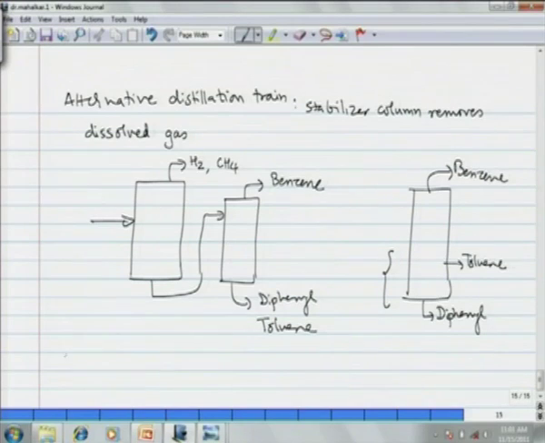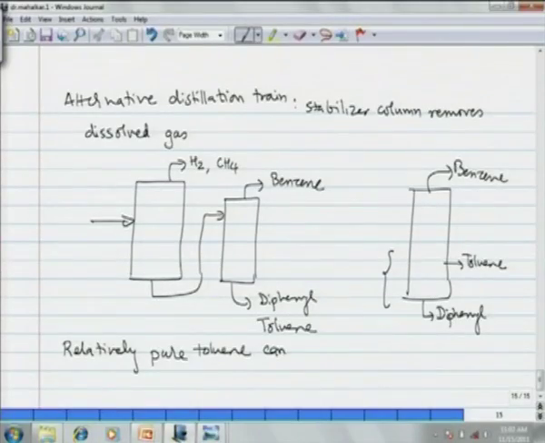That point we note, that relatively pure toluene can be obtained as a side product. This toluene may not be 99% pure, but this toluene is being recycled to the reactor. It is not a product. So, we can compromise with the purity of toluene. Relatively pure toluene can be obtained as a side product, which is recycled to the reactor.